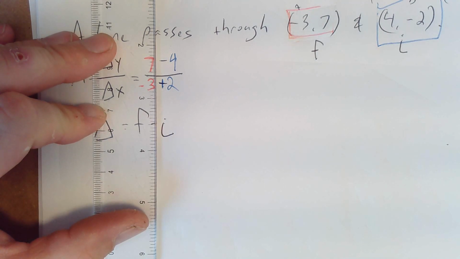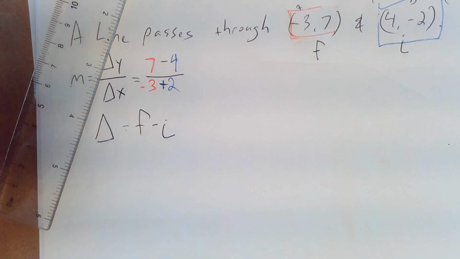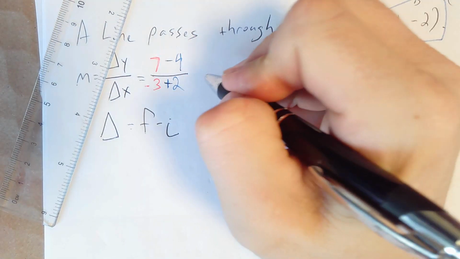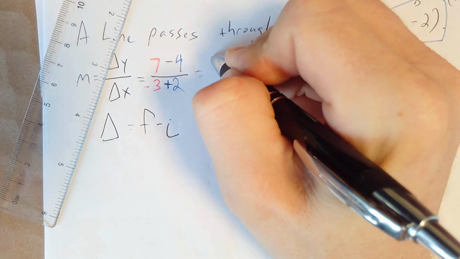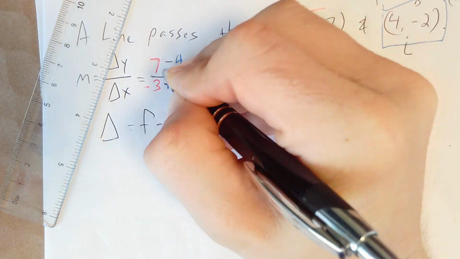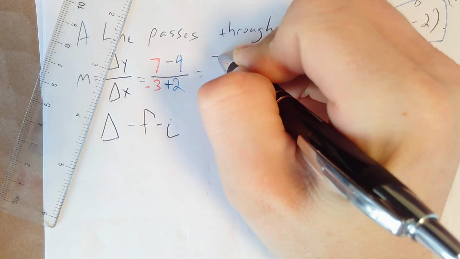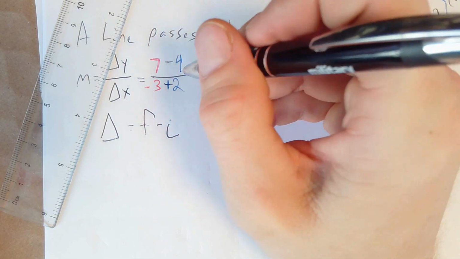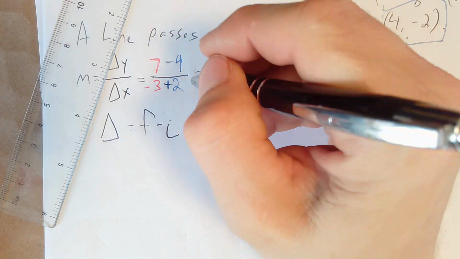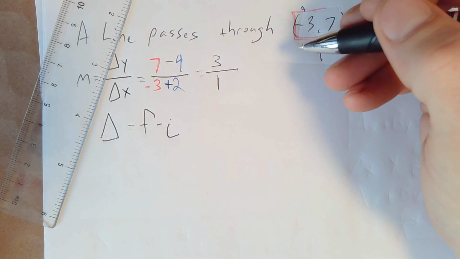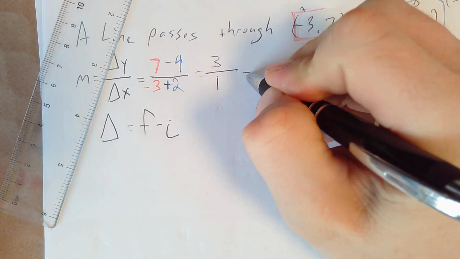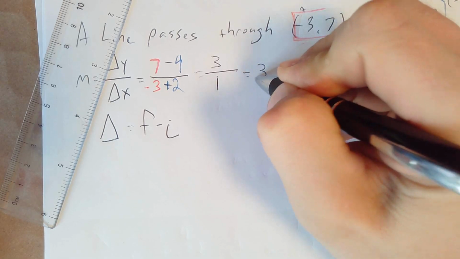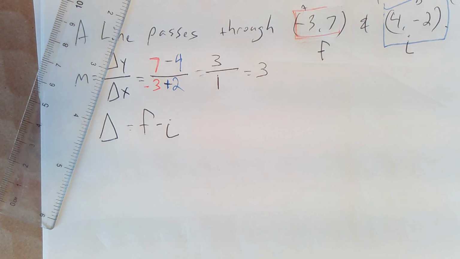Now it's going to be some pretty easy math here. On top, 7 minus 4 is 3, and on the bottom, negative 3 plus 2 is a 1. So my slope is going to be 3 over 1, or just 3. That's my slope.